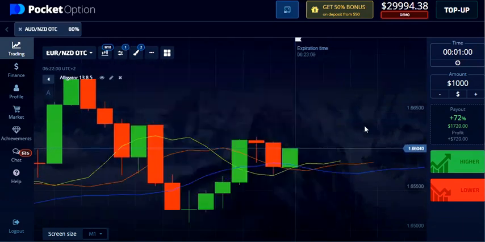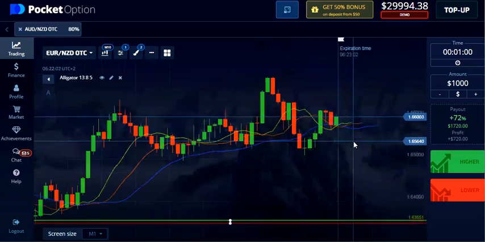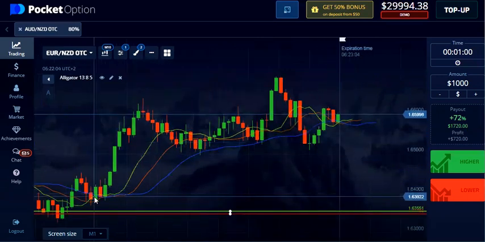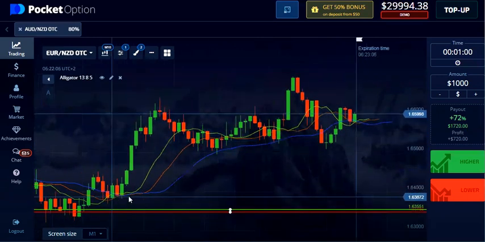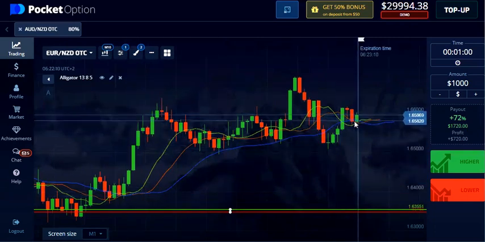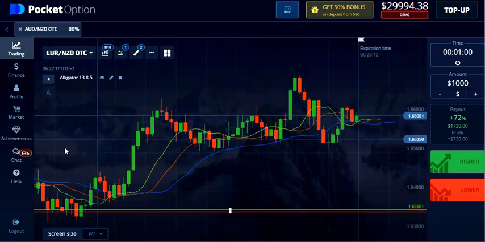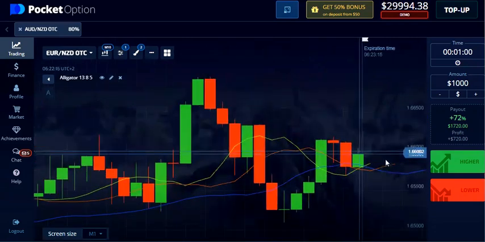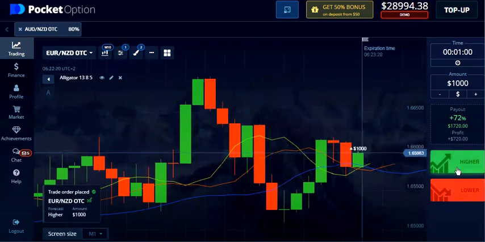Okay, I'll put the alligator in place. Can you see? Whenever there's a proper cut, there is a higher chance of it going. Avoid taking trades in these particular zones. Okay, and it's most probably going to go up. So taking a $1,000 trade for 1 minute.